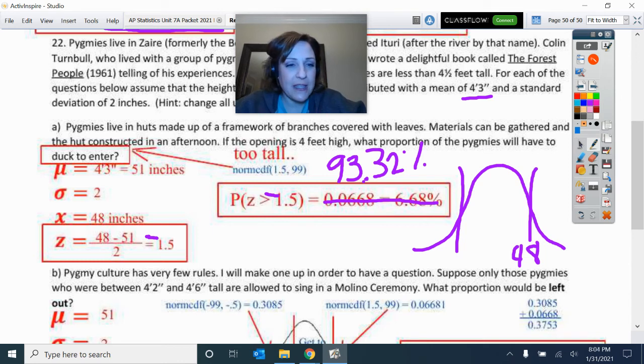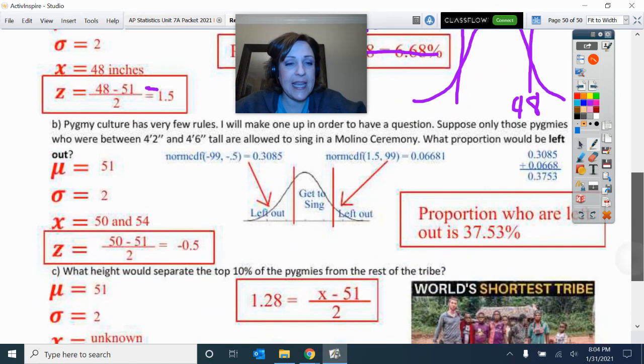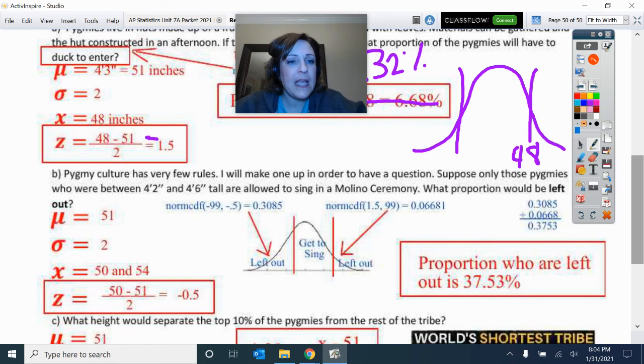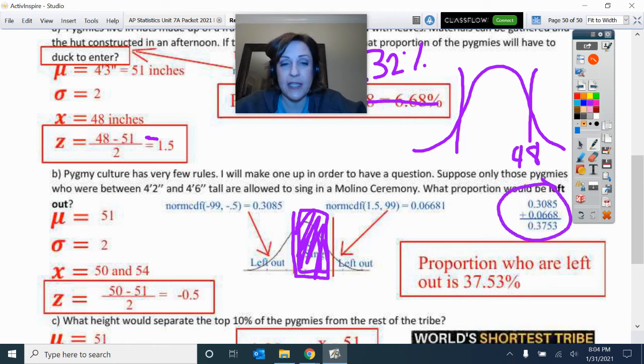I'm thinking they should make the tops of it larger. Okay. And then now this is an interesting one. They get to sing in this ceremony if they are in this middle section here. But these parts on the outside are left out. So you had to find out how much area is on the left and how much area is on the right, and then add those two areas together.